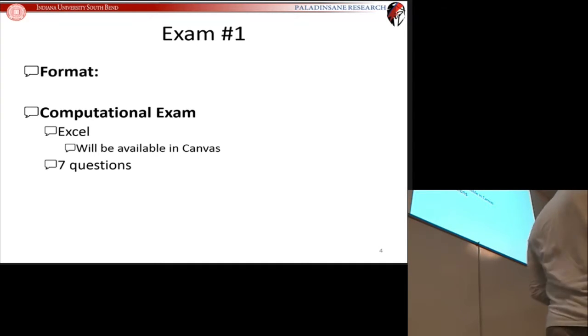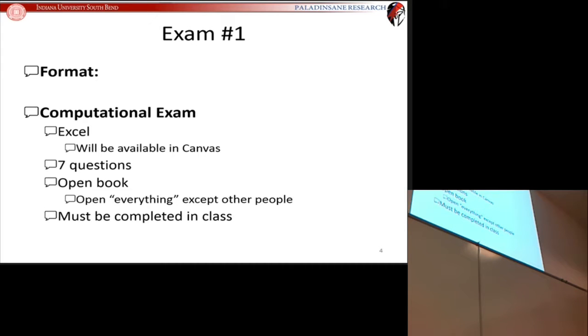There's going to be 7 questions, and remember that it will be open book, which I want to be very clear means open everything except other people. So that is the only restriction. You have to do your own work. You can't be on your computer Skyping with the chair of the statistics department at MIT. It has to be your own work.